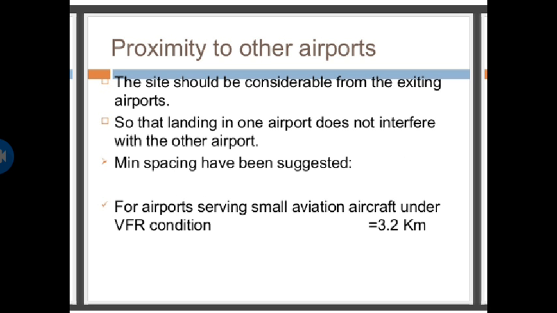Proximity to other airports. The site should be at a considerable distance from the existing airport so that landing at one airport does not interfere with the other airport. So minimum spacing has been suggested by the authorities. For airports serving small aviation aircraft under VFR condition, it is 3.2 km.